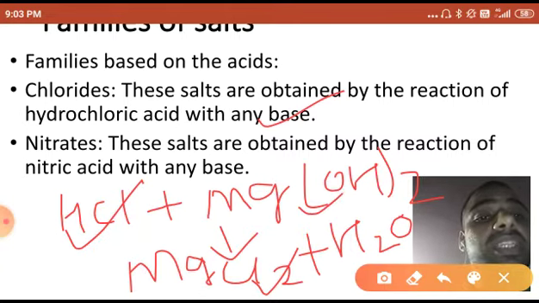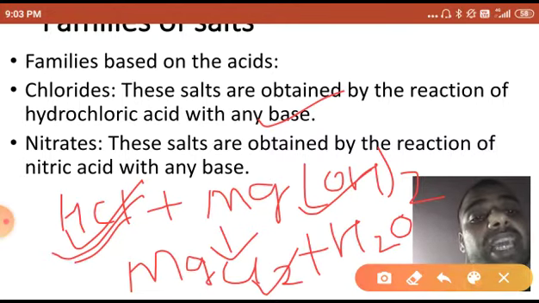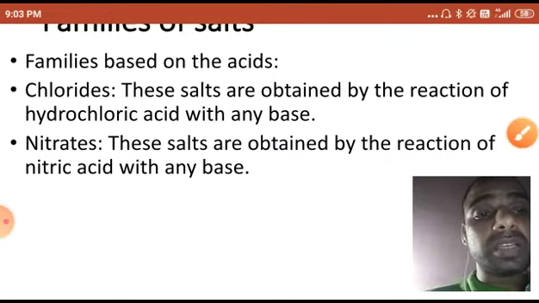You have understood. HCl with any of the base, HCl must be there. You cannot take H2SO4. If you take H2SO4, it will be the sulfate family. So not on that one, I am taking HCl only, and if I take H2SO4, that will give me one of the salts which belongs to the family of sulfate.